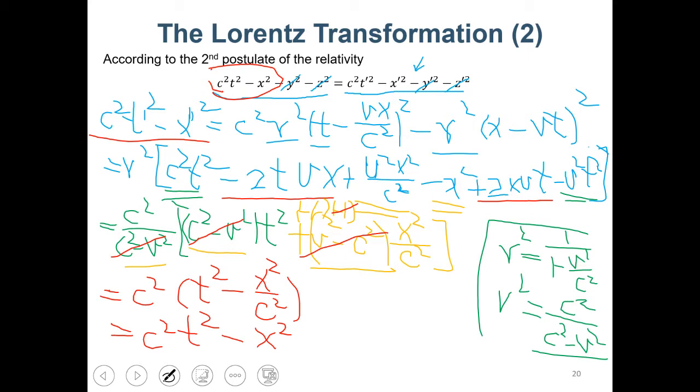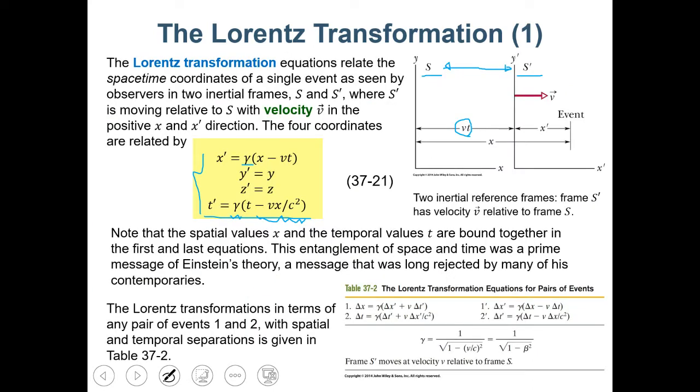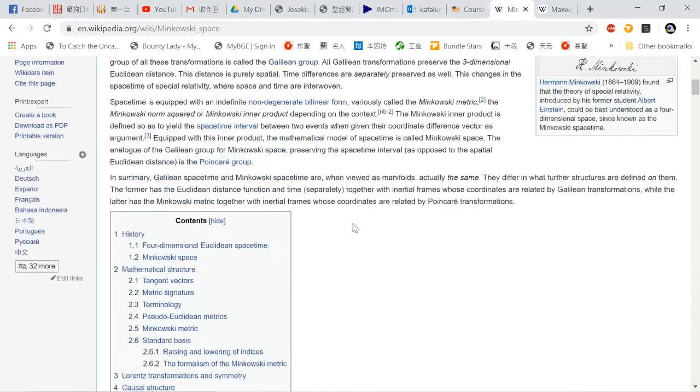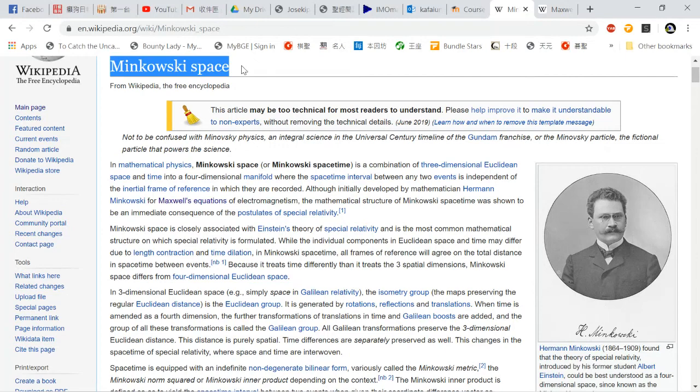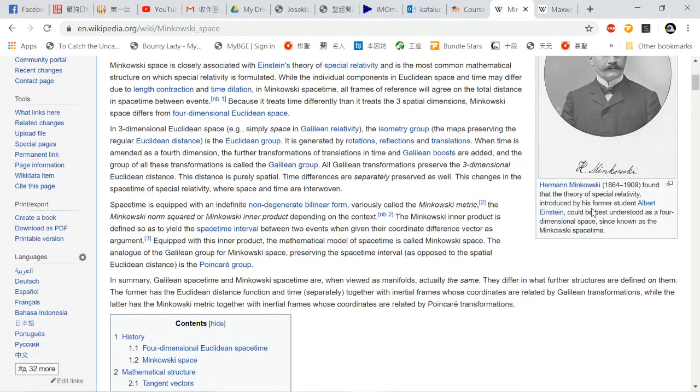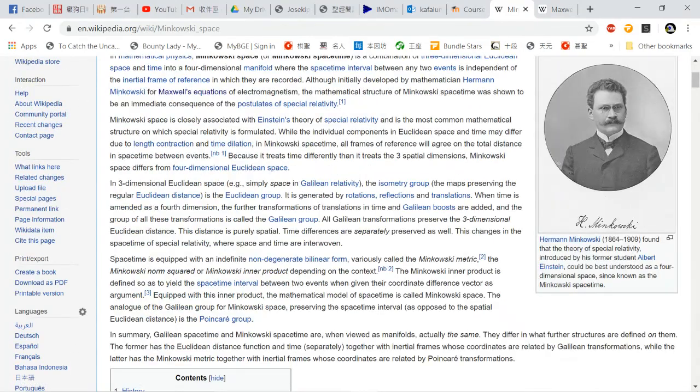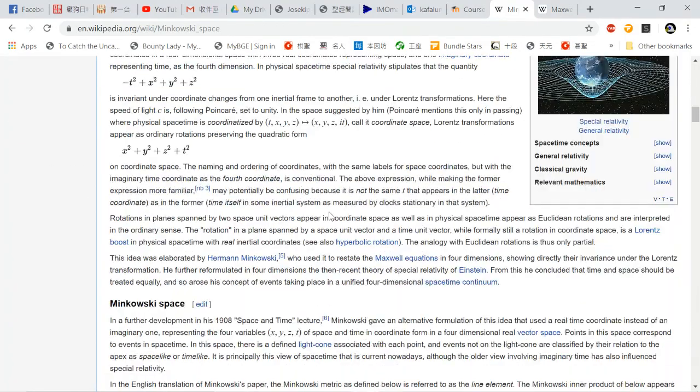So it's nothing but some algebraic calculations. But how do we really prove it? It should be like this, and it will be quite difficult. And actually, it is called the Minkowski space. And he is actually a Russian, or I'm not really sure. Yeah, this guy, proposed by this guy.